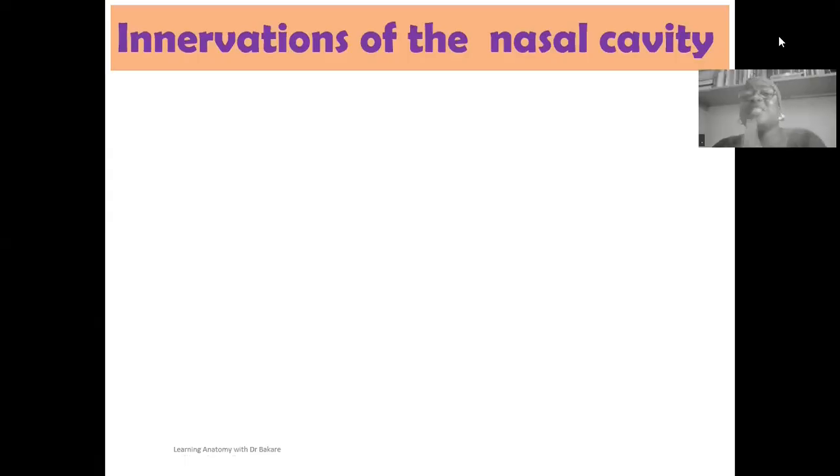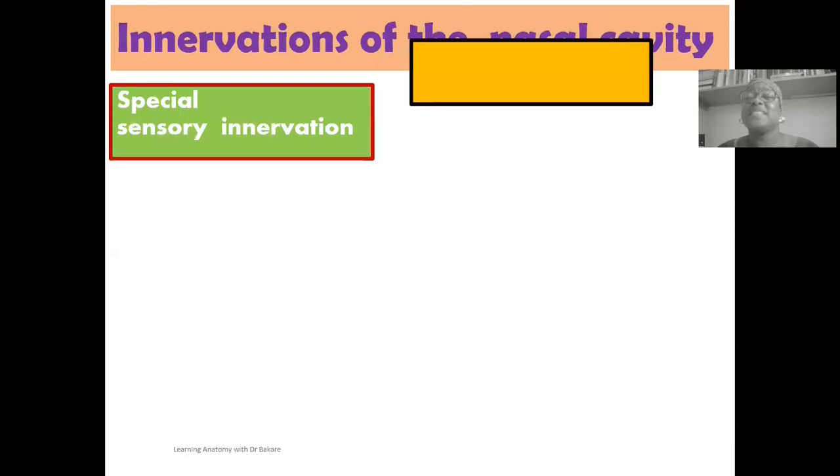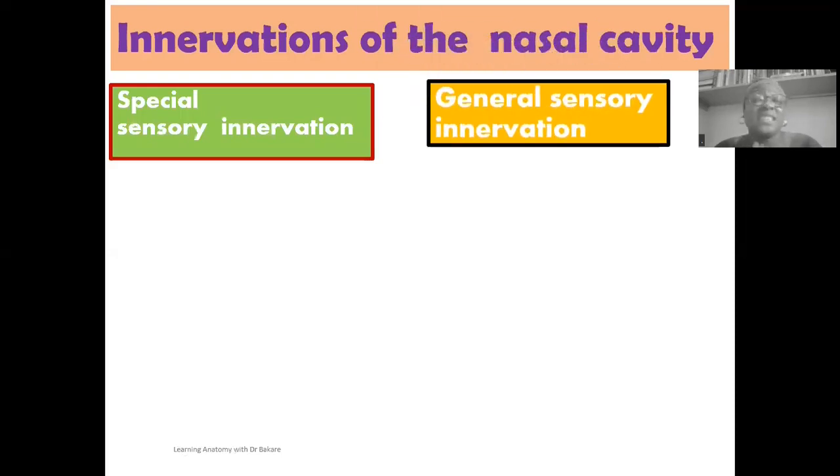The innervations of the nasal cavity is divided into 2 subclasses. We have the special sensory innervation and we have the general sensory innervation. The special sensory innervation of the nasal cavity is a special type of innervation that detects the sense of smell, and this is carried by the olfactory nerve, which is the first cranial nerve.